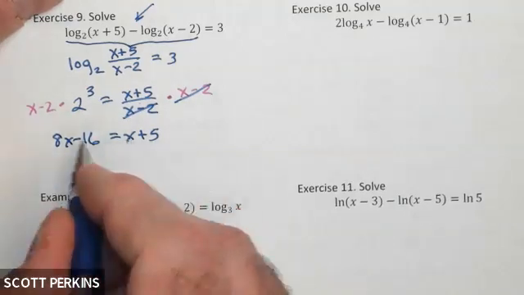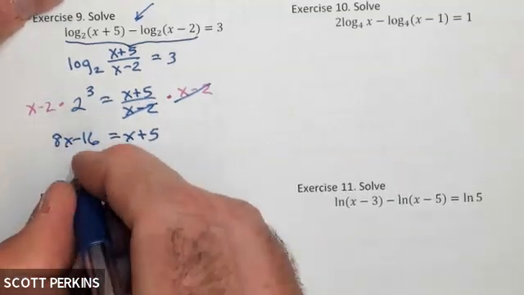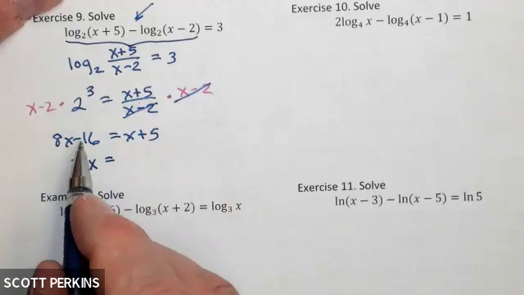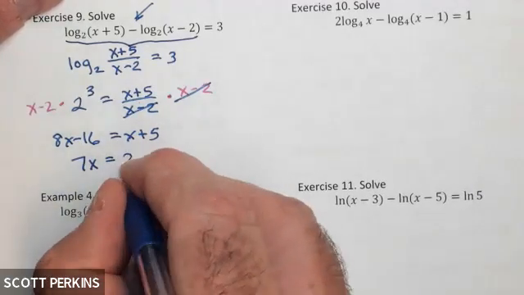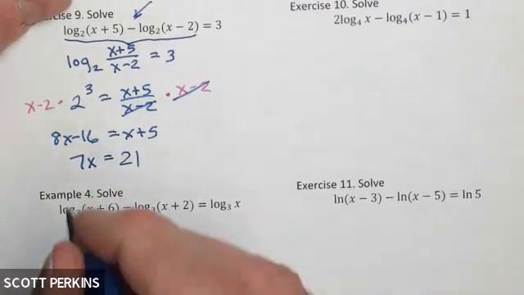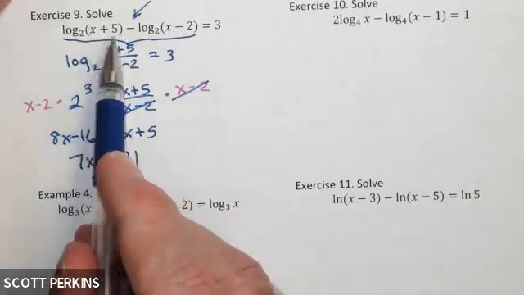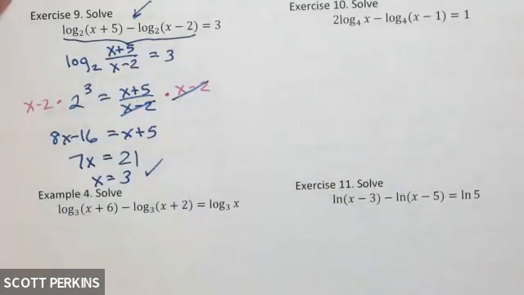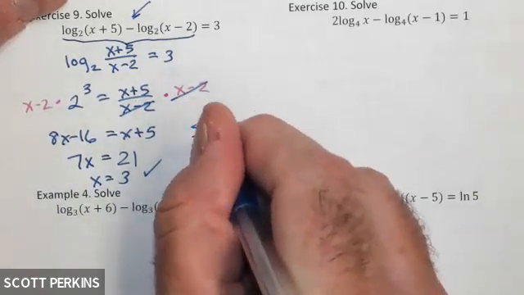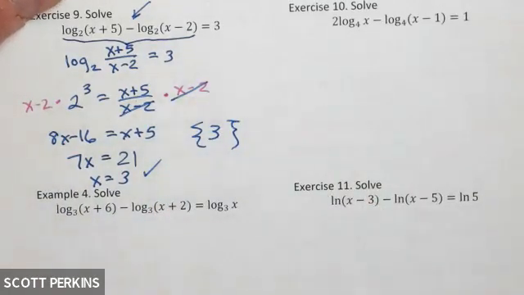I'm going to subtract the x from both sides. So when I subtract the x, I have 7x. I'm going to add the 16 to both sides and get 21. And then I end up with an answer of 3. When I put 3 into both of these logarithms, it comes out positive. It checks out as a great answer. So there we go. There's my solution set, 3.